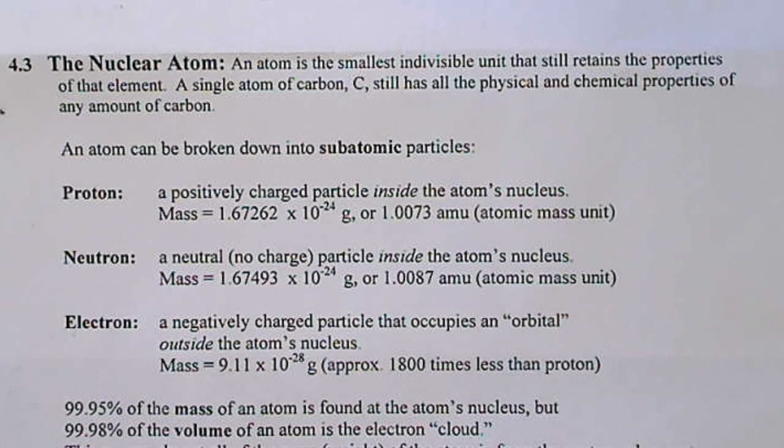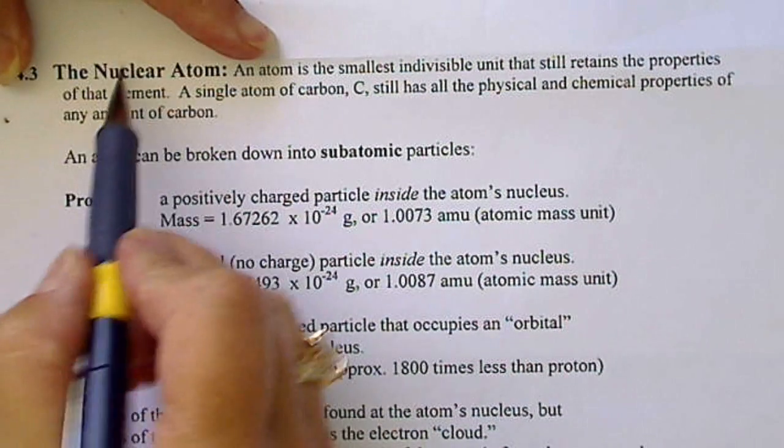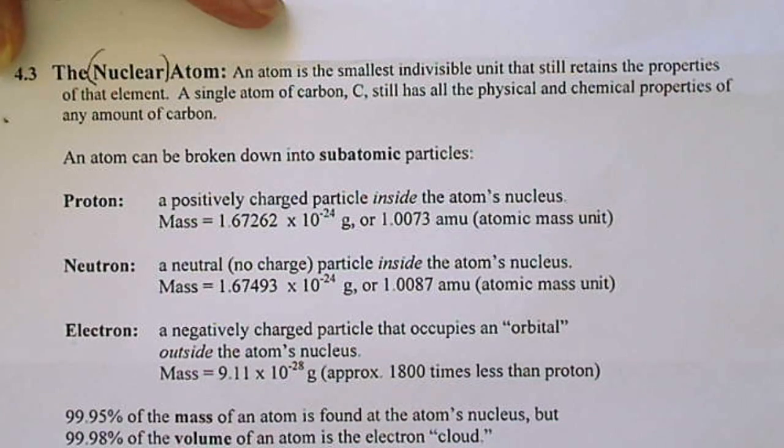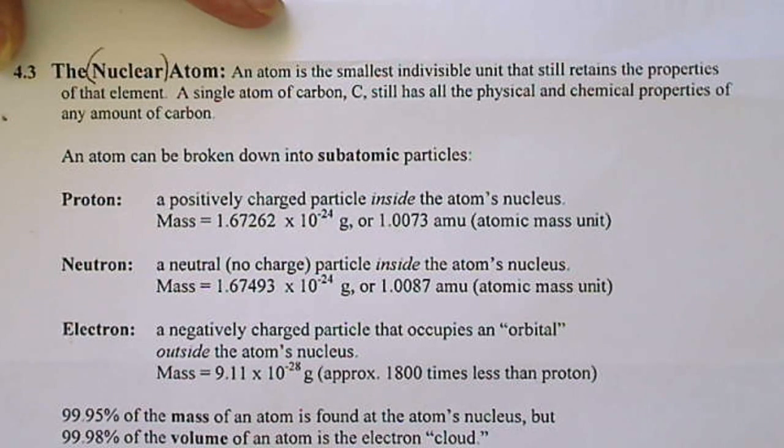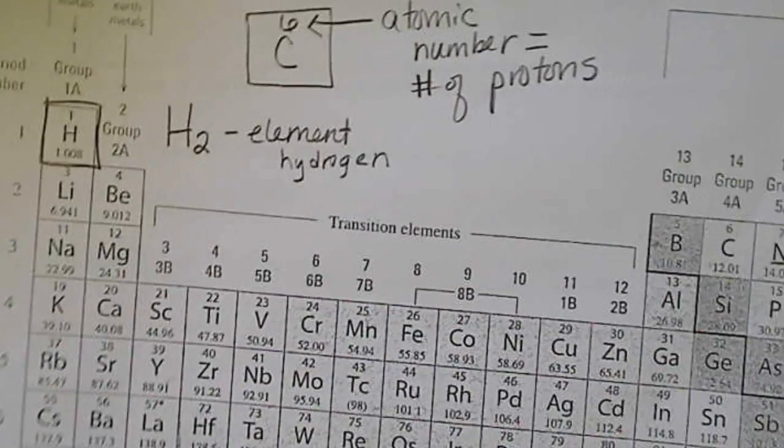In section 4.3 of your textbook, we see the title, The Nuclear Atom. It really isn't necessary to say nuclear atom because there's no difference. An atom is an atom. On the periodic table, we are going to see that we have different atoms, so we probably already know that.